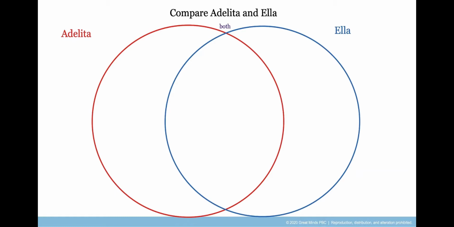Remember, if the experience happened only to Adelita, you're going to point to the red circle. And if the experience happened only to Ella, you'll point to the blue circle. If it happened to both, you can point to the place where the two circles overlap.